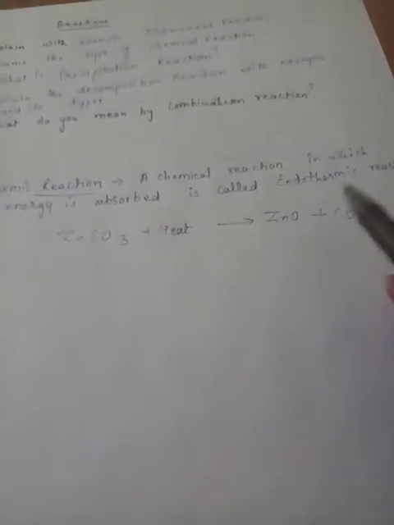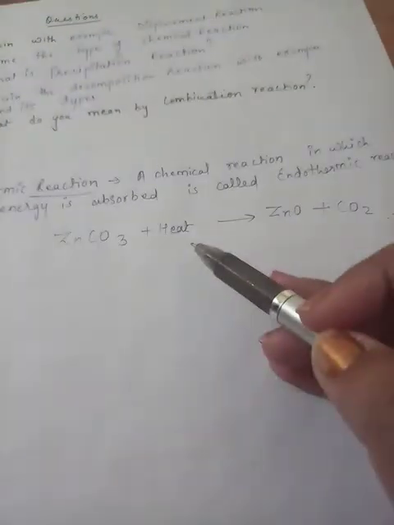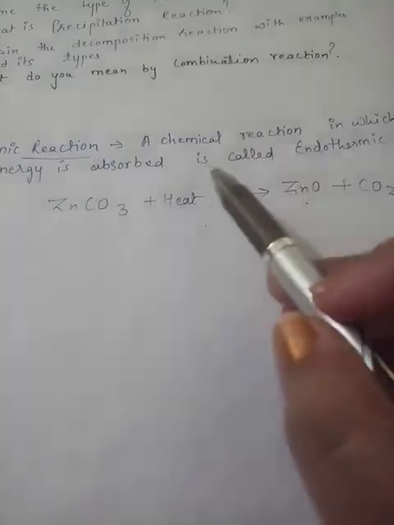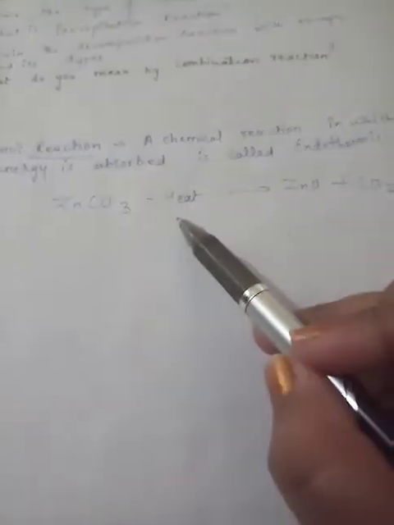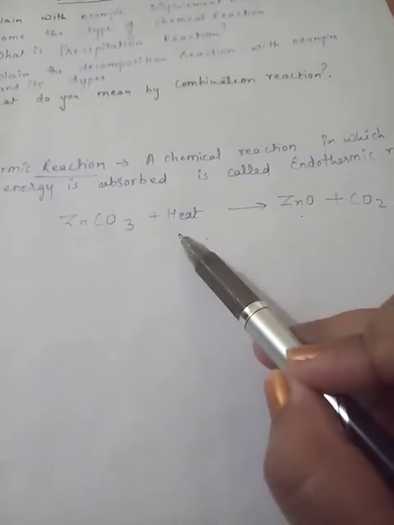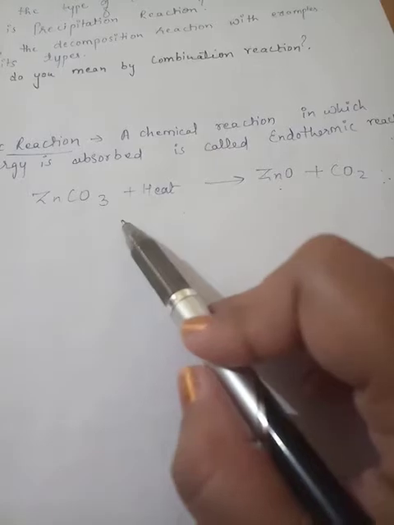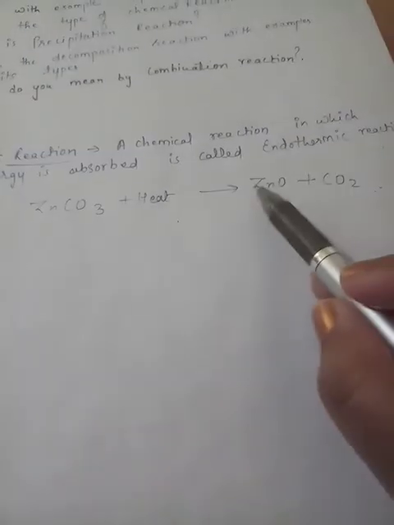So to recognize whether a reaction is exothermic or endothermic, this is the simplest way. When the heat is written on the reactant side, it is endothermic. When heat is written on the product side, it is released, it is exothermic. Zinc carbonate, heat is given to it, so we get zinc oxide and carbon dioxide. This wraps up the different types of reaction.